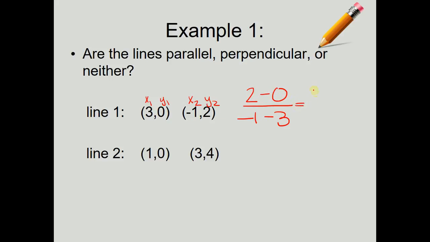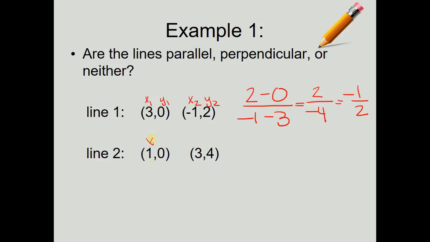2 minus 0, that is 2. Negative 1 minus 3, that is negative 4. Now, you are going to want to make sure you definitely simplify your slopes. Otherwise, you might not see that they're parallel. So, I'm going to have negative 1/2, 2 over negative 4. Negative can just come up to the top. So then it would be negative 2 over 4, which is just negative a half.